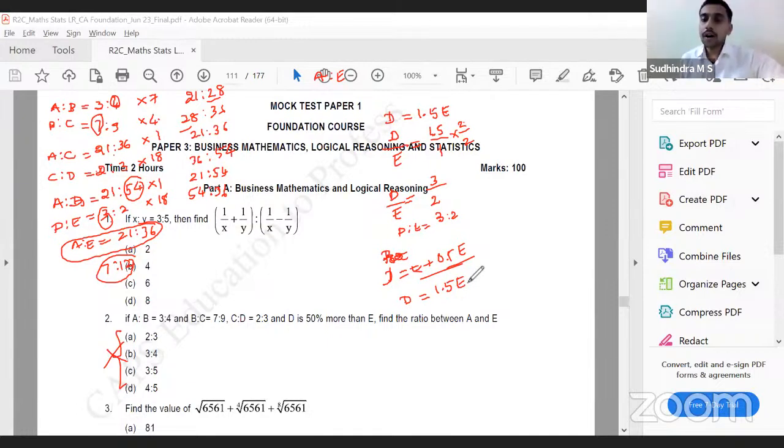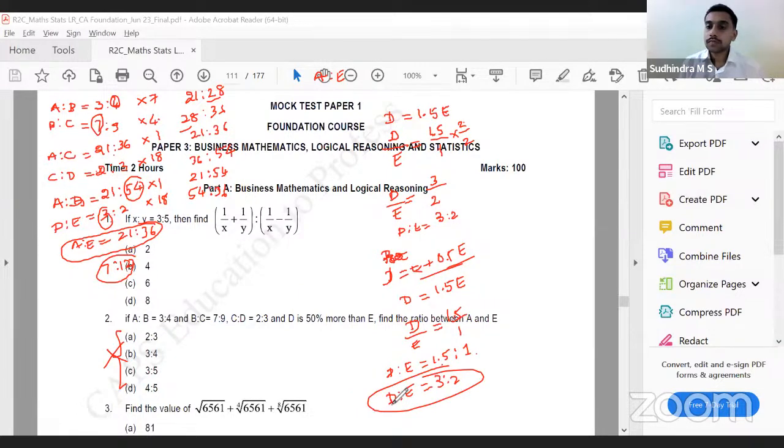How do I get 1.5 E? D is equal to 1.5 E. If I want the ratio, I'll send E to the other side. D by E is equal to 1.5 divided by 1. So D to E is 1.5 is to 1. Normally we will not have decimals, so I'll multiply both by 2. D is to E is 3 is to 2. Yes, sir. Understood, sir. Thank you, sir.